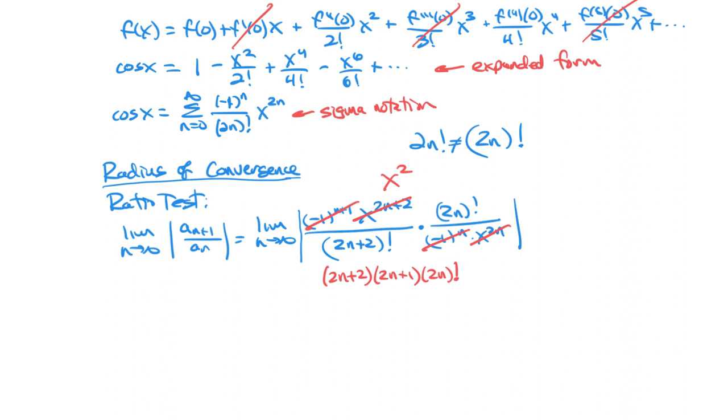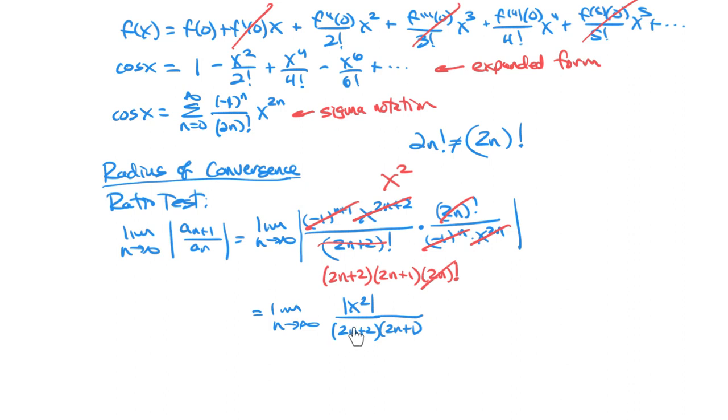So that is what we wrote right here. And now we can cancel 2n factorial here. So now what we get is the limit as n approaches infinity of x squared. I guess I don't really need to put that in absolute value, but it's not going to really matter anyway because you can see what's going to happen when we take the limit. The only thing left up here is the x squared, and down here we've got this.